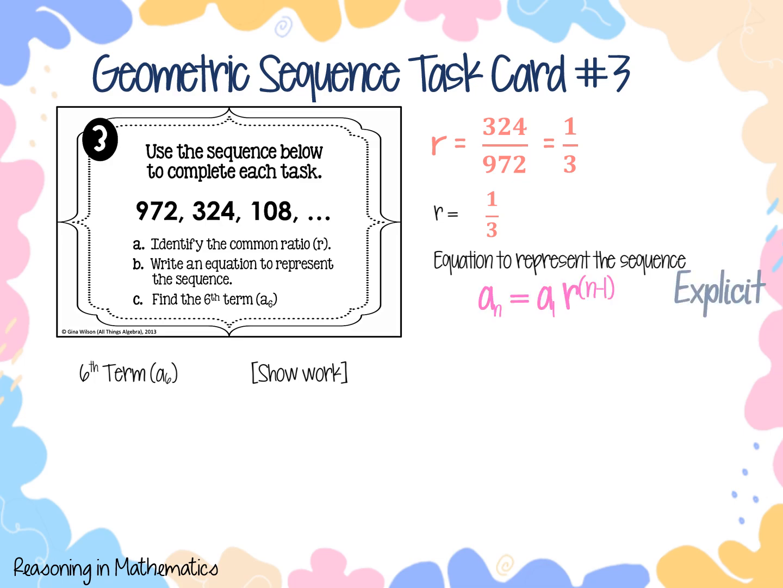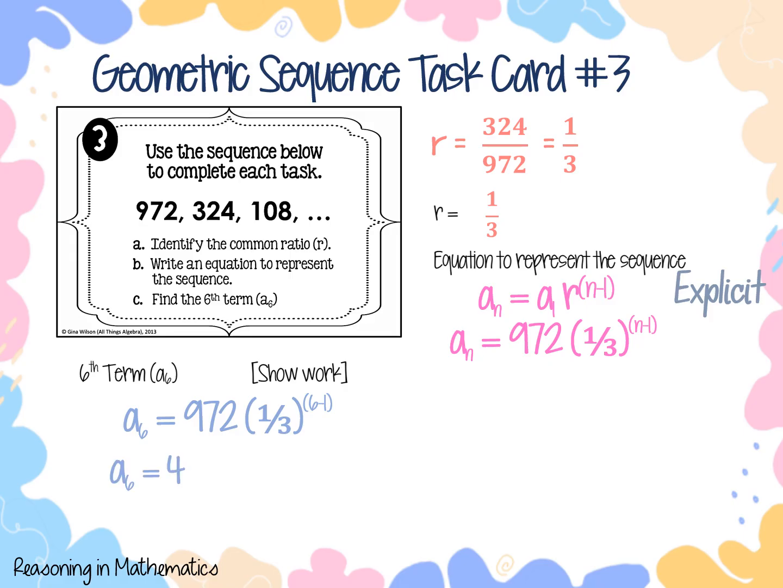Explicit formula. All we need is our initial value, a sub 1, and our common ratio, r. Plug it in. There we go. We want the 6th term. So in place of the n's, put in 6s, put it in your calculator, and I would probably recommend instead of putting 6 minus 1 in parentheses, just go ahead and put 5. So much easier, less likely to make a mistake. And a is going to be 4 when we're looking for the 6th value.